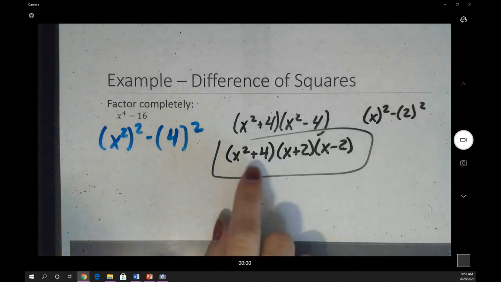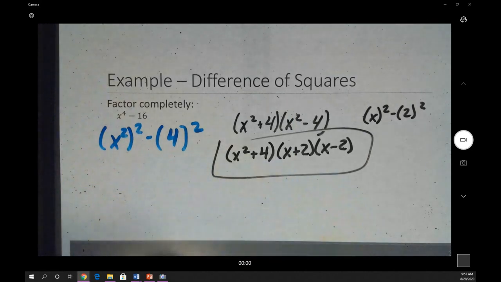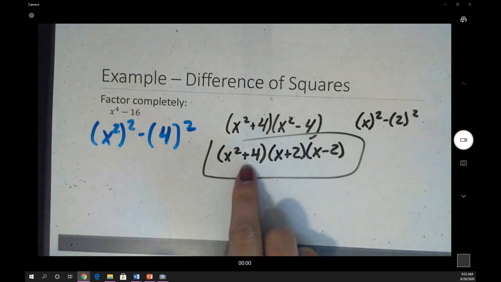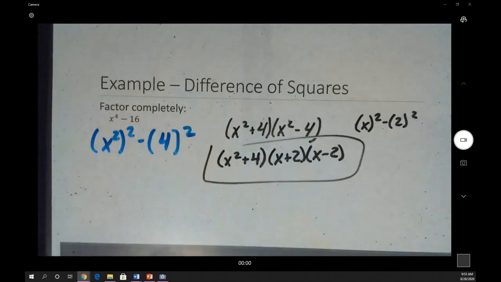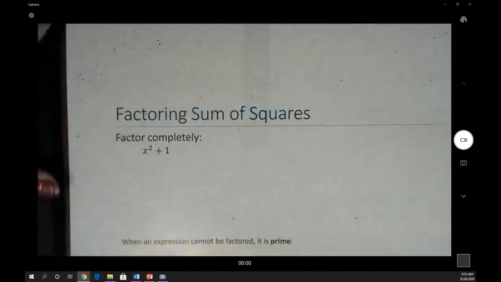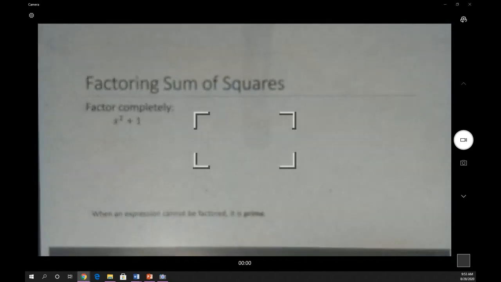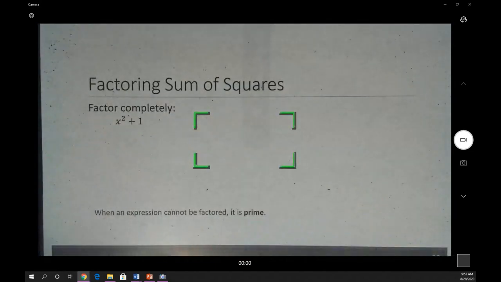You might be asking yourself, well, what about this x squared plus 4? That's not a difference of squares because it's not a minus sign. When we use subtraction, we call that a difference. This one is a sum of squares because there's a plus. Well, factoring sum of squares: hate to tell you, sum of squares, they don't factor. There's nothing we can do with this.